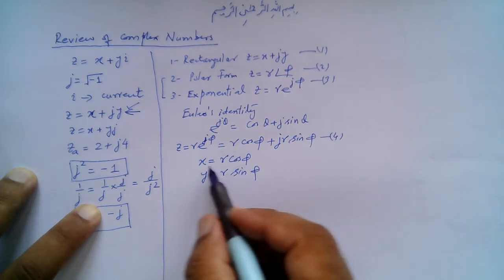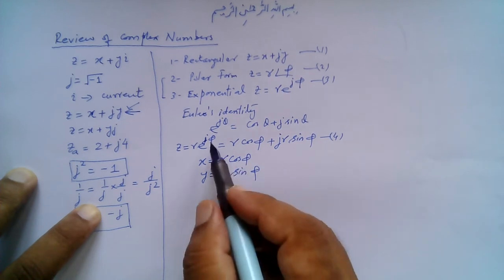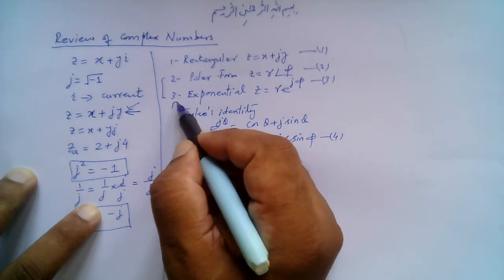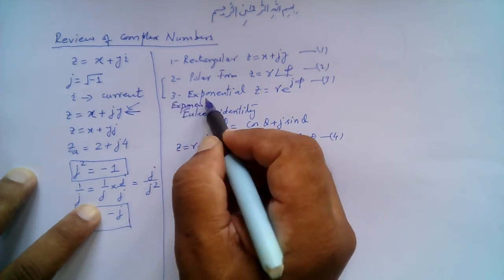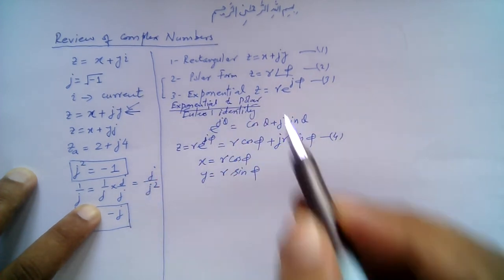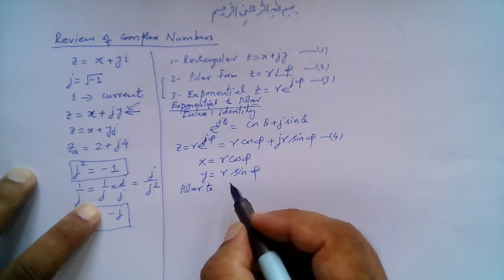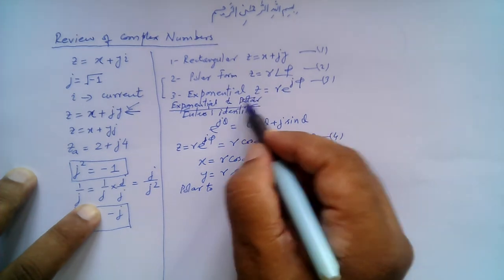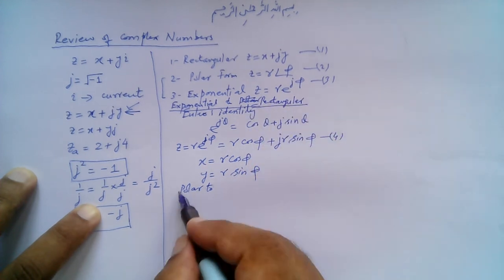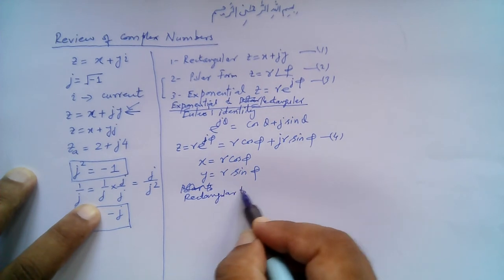So this was conversion from exponential to rectangular. And now we are going from rectangular to exponential.